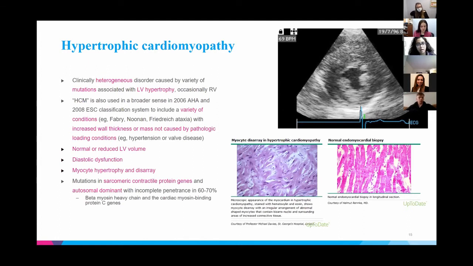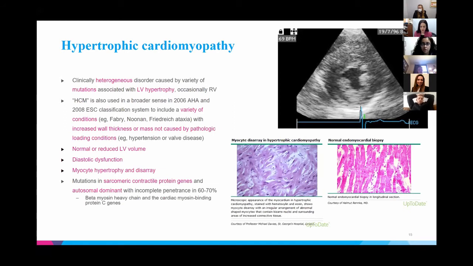So next we'll talk about hypertrophic cardiomyopathy. This is a clinically heterogeneous disorder caused by a variety of mutations associated with left ventricular hypertrophy. And occasionally you can see that of the RV as well. So this term, hypertrophic cardiomyopathy, is used in a broad sense in the 2006 AHA and 2008 European classification system to include a variety of conditions with increased wall thickness or mass not caused by pathologic loading conditions such as hypertension or valve disease. So it doesn't just include hypertrophic obstructive cardiomyopathy.